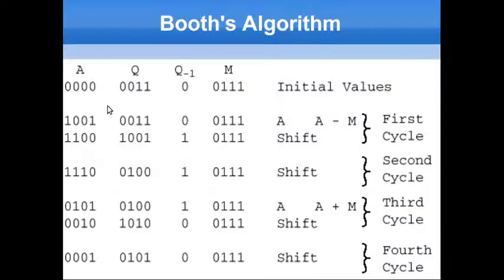We're shifting so the columns that are affected are A, Q, and Q minus 1, such that the least significant bit of A becomes the most significant bit of Q, and the least significant bit of Q becomes the most significant bit of the column Q minus 1.